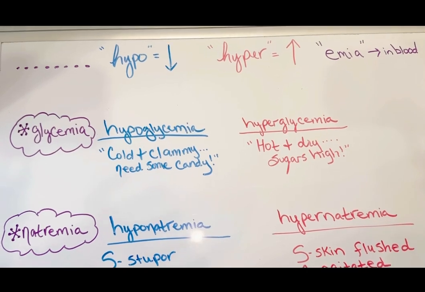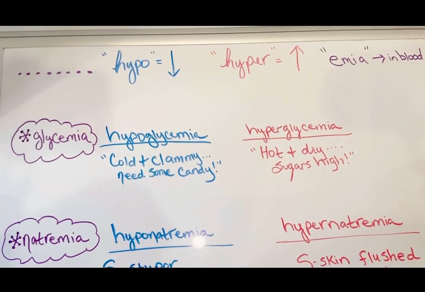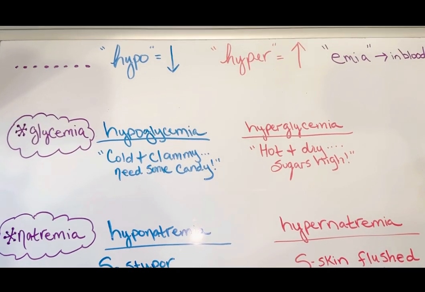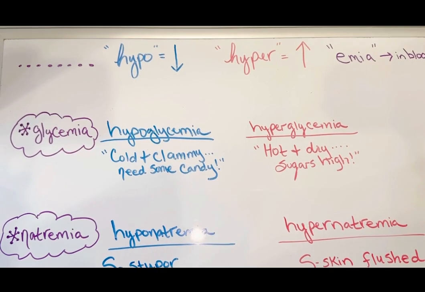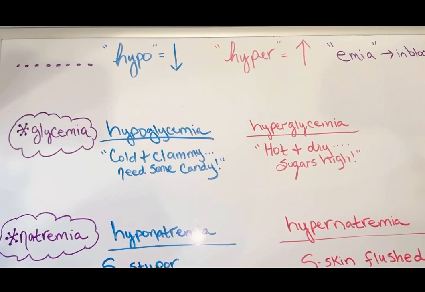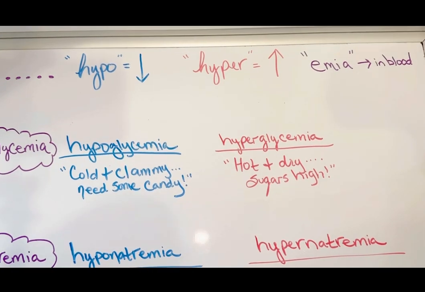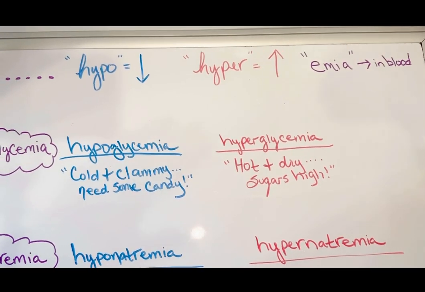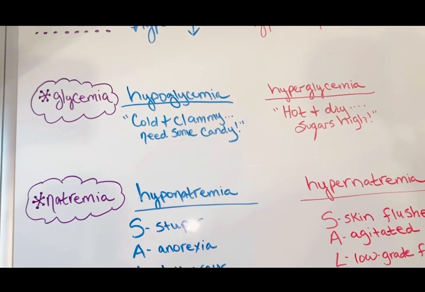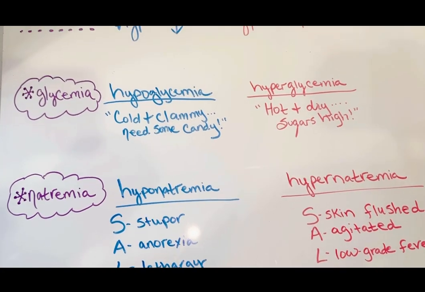So anything that's out of range but on the low end is called hypo, low. Anything that is above normal range is called hyper, high. So think hyper, higher. And emia means in blood. So whenever you see emia at the end of a word, it means that it is in the blood. Okay, so let's start with glycemia. That is the glucose in your blood.